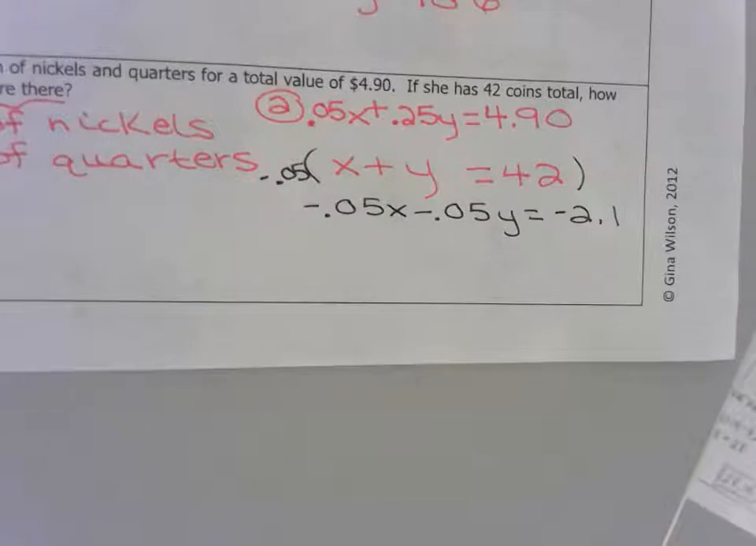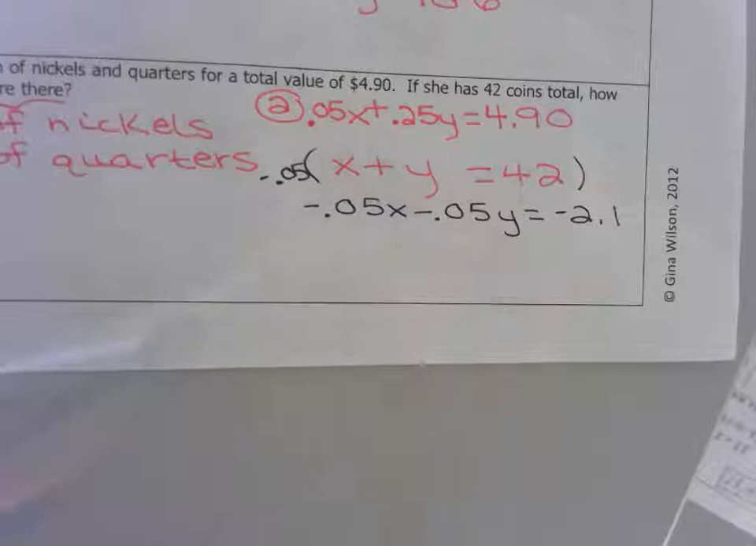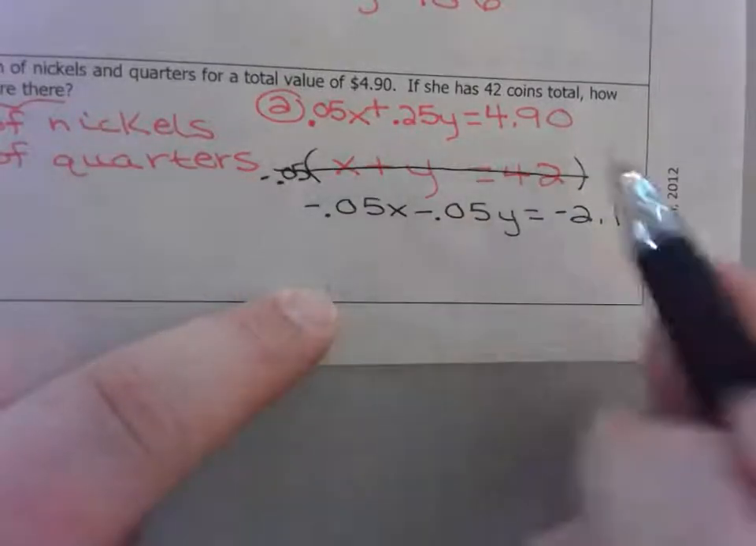Negative 0.05 times 42. Is that a negative 2.1? So more than 2 people do this on your calculator. I'm not asking too much. Michael, keep your head up. It's negative 2.1? What was the equation? Negative 0.05 times 42. Is it negative 2.1? Yes. Okay, so now you can kind of lightly cross out the bottom one.